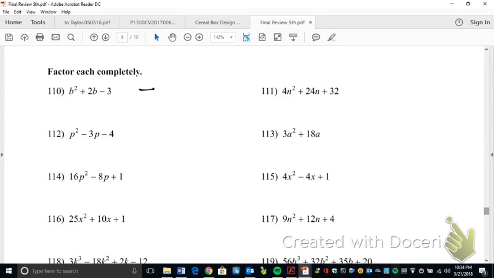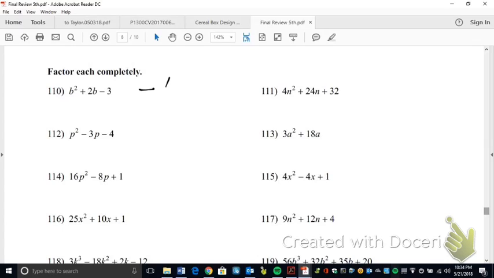When we factor each completely, we're doing the opposite of foiling. So in foiling, we took two binomials, multiplied them together, and we either got another binomial or more frequently a trinomial. Here, what we're going to do is look at a trinomial or bigger, and reduce it to two binomials, or factoring it.